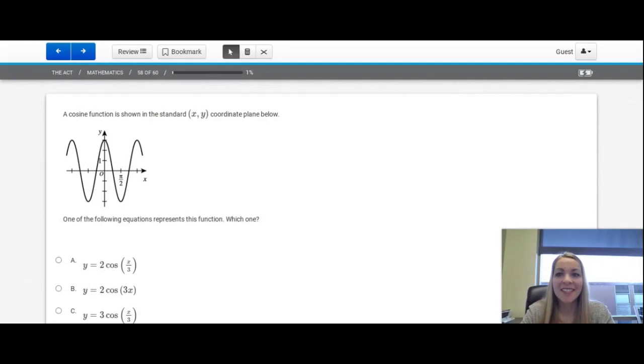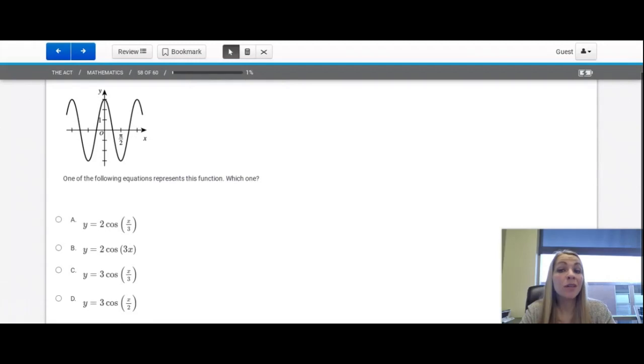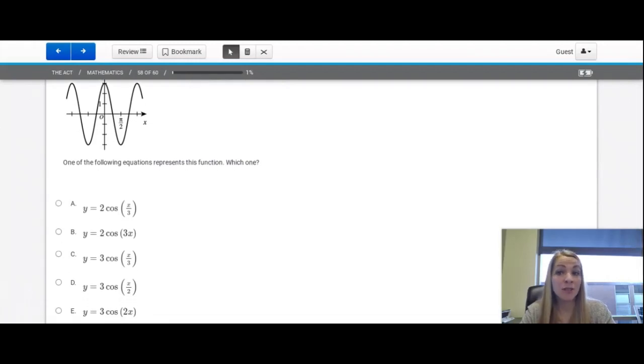Question number 58. A cosine function is shown in the standard xy coordinate plane below. One of the following equations represents this function. Which one? So we don't need to know anything about trigonometric functions as long as we know how to change our domain on Desmos, and I'm going to show you how to do that. So let's come to the graphing calculator.